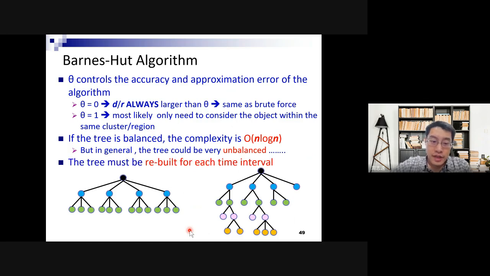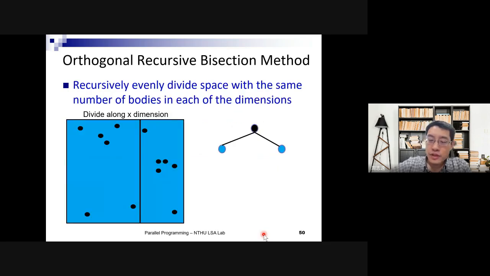And of course, this tree needs to be rebuilt for every time interval, because in every time interval the objects will move, and their locations will be different. So you still need to rebuild this tree for every time interval. That's why N-body is considered to be an application with very high computing demand. All right, so how can we at least address the problem of the unbalanced tree?